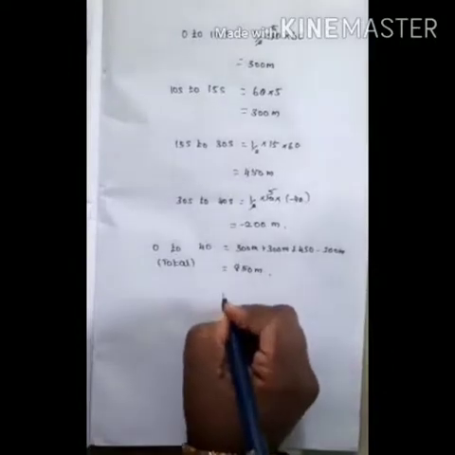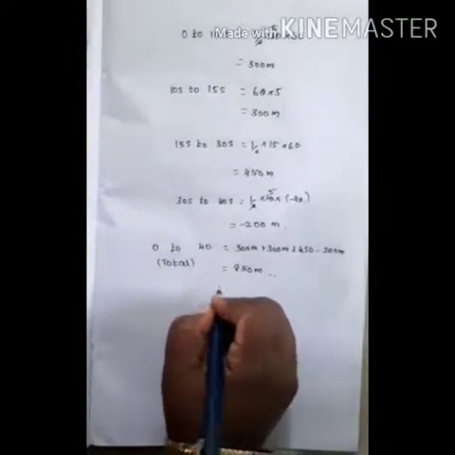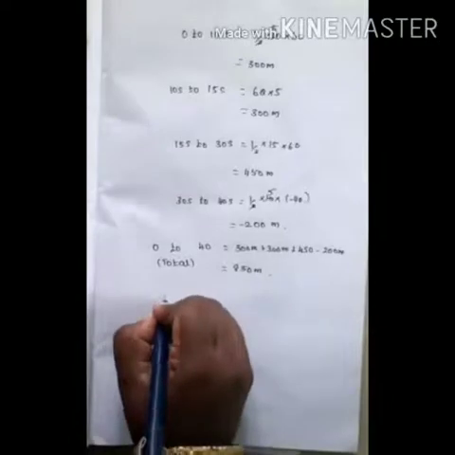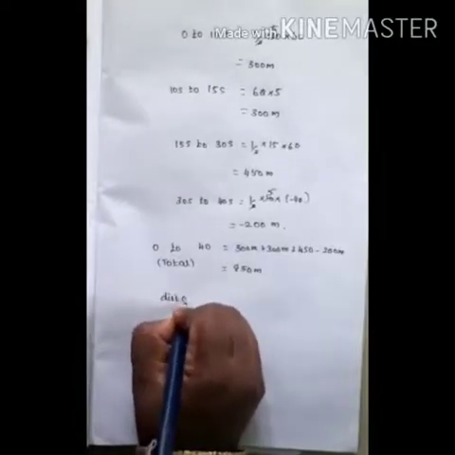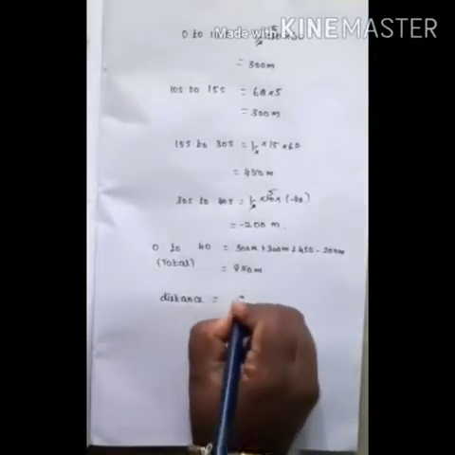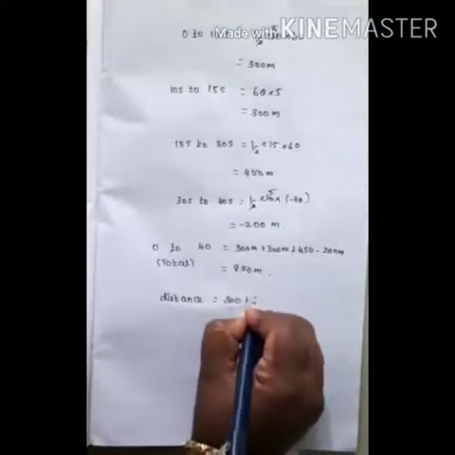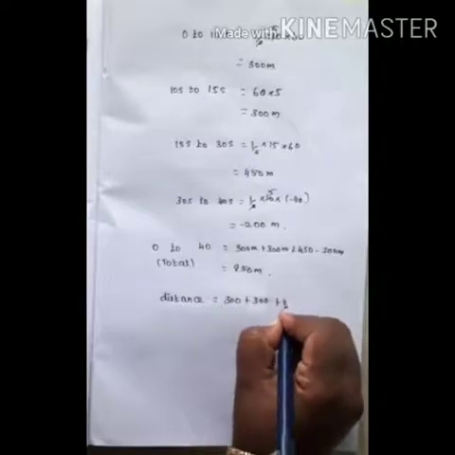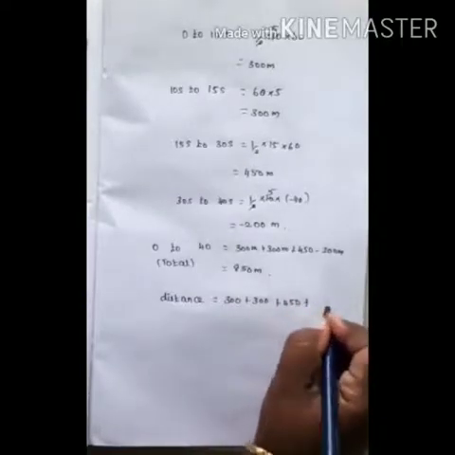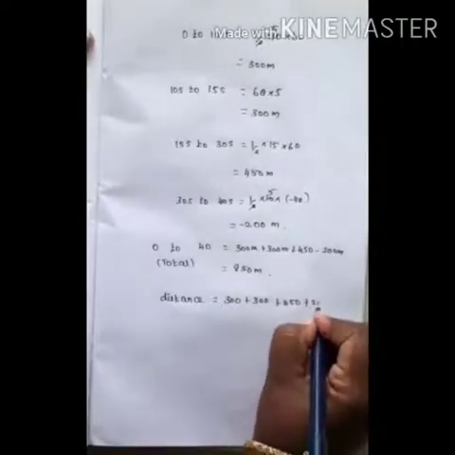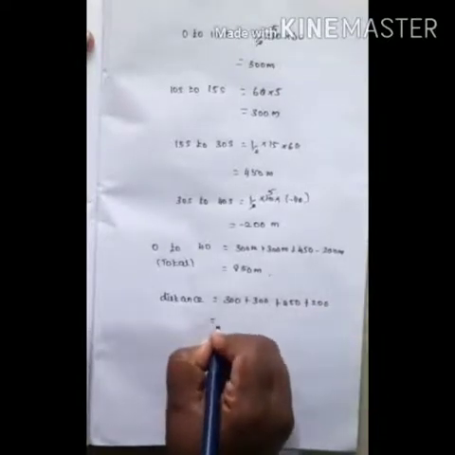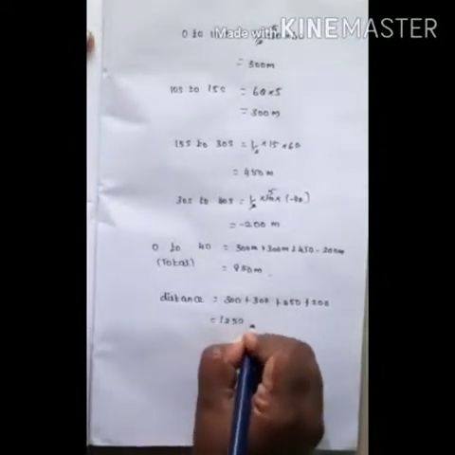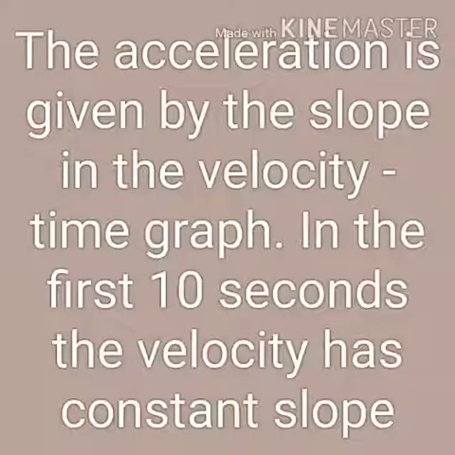The total distance traveled by the particle from 0 to 40 seconds is 300 plus 300 plus 450 plus the distance 200. Therefore, 1250 meter. Find the acceleration at t is equal to 5 seconds and at t is equal to 20 seconds.